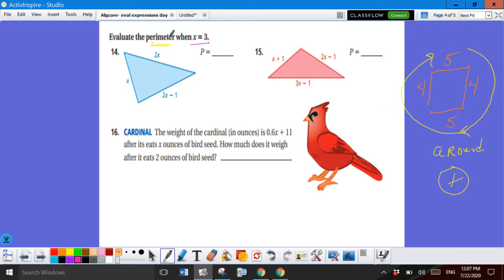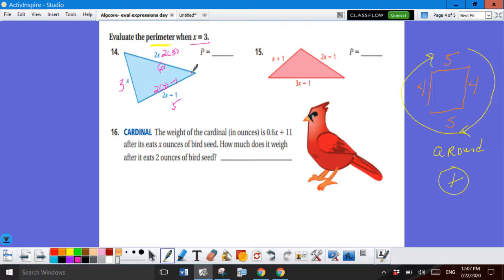Since I have to walk around this entire thing, I probably better figure out how far each piece is. So let's start over here. It says x. Well, we know that's 3. So let's substitute here. This is 2 times x, which is 2 times 3. Well, that's going to make that a 6. And then this one is 2x minus 1. Well, 2 times 3 minus 1, that's going to give me 5.